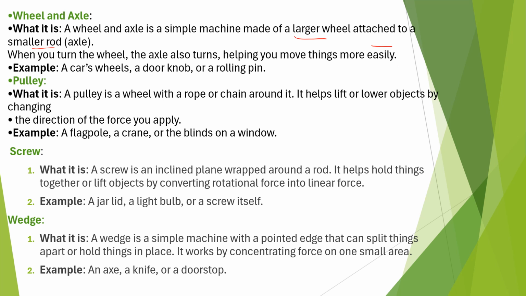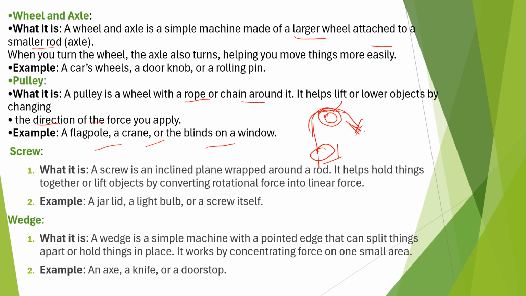And about the pulley. A pulley is a wheel with a rope or chain around it. It helps lift or lower objects by changing the direction of the force you apply. Okay, a flagpole, a crane, or the blinds in a window. It will be something like this. Okay, this is the pulley, and this will be thread. If you pull like this, you can bring up the things. Okay, you can bring up the bucket.